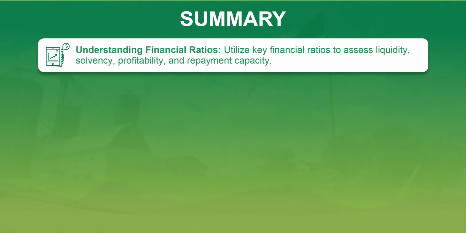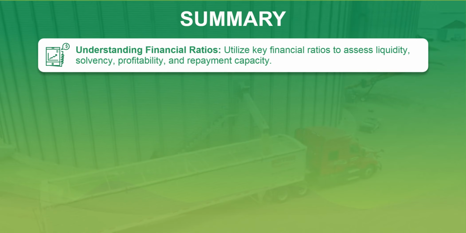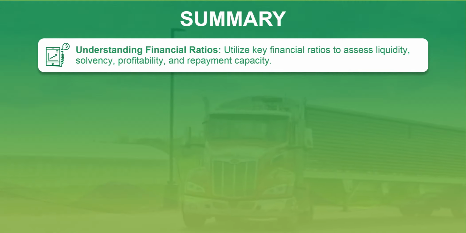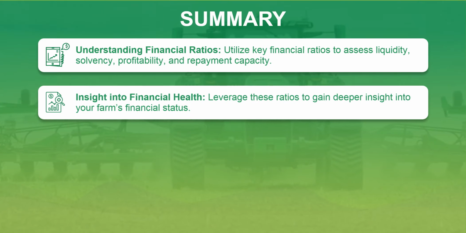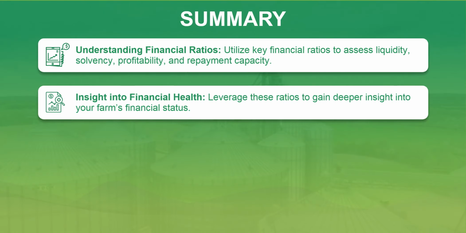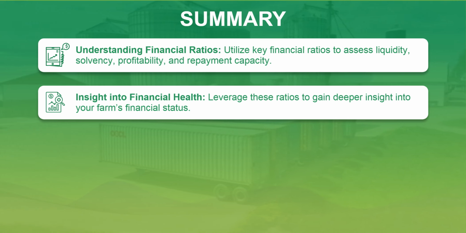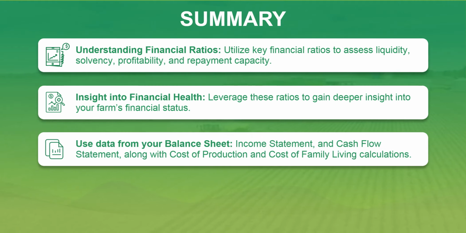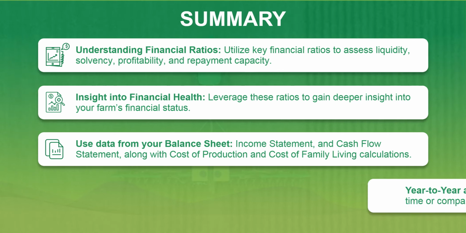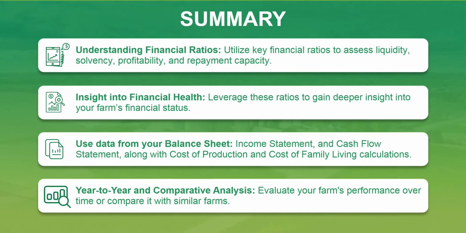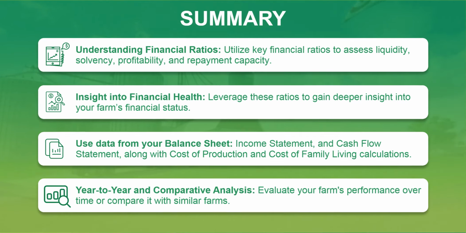Now that you understand how to use key financial ratios to determine liquidity, solvency, profitability, and your repayment capacity, you can use that information to gain insight into the financial health of your farm. Using the data from your balance sheet, income statement, and cash flow statement, as well as your calculations of cost of production and cost of family living, you will have the tools to evaluate how your farm is doing from one year to the next, or even how it stacks up against other farms like yours.